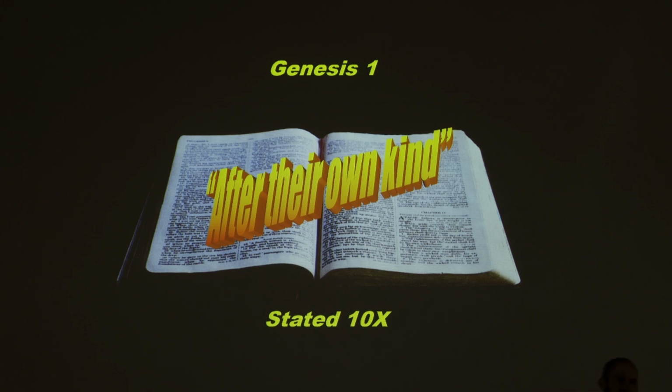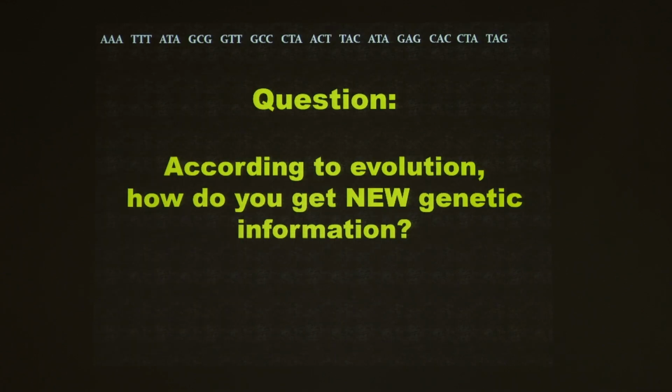It says that 10 times in the very first book of the Bible, that they would reproduce after their own kind. And that's what we see around us. They are staying within their own kind. But according to evolution, there has to be some type of new genetic information being added to creatures that would eventually allow them to become something new.